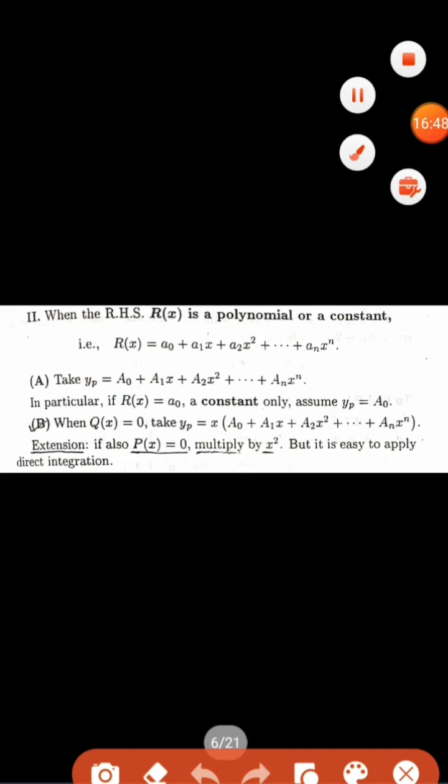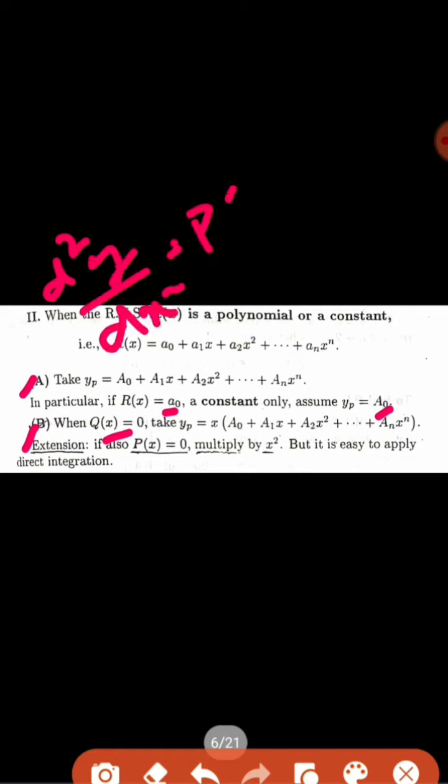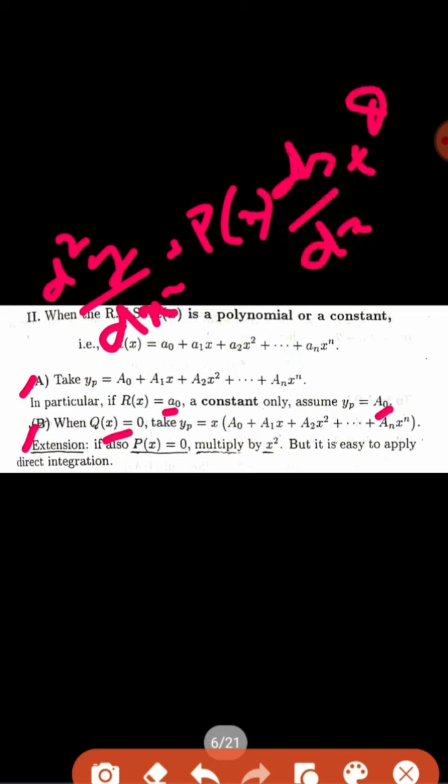Okay, in a particular case, if Rx equals A0, a constant only, then assume yp equals capital A0. It is rule number A. In case of rule number B, if Qx equals 0, where is Qx? Qx is in d square y by dx square plus Px dy by dx plus Qx y equals Rx.